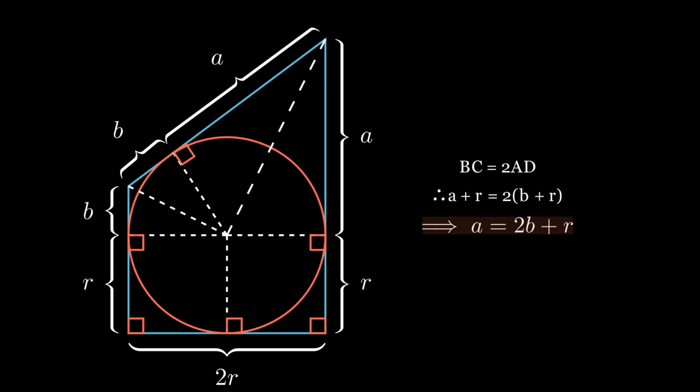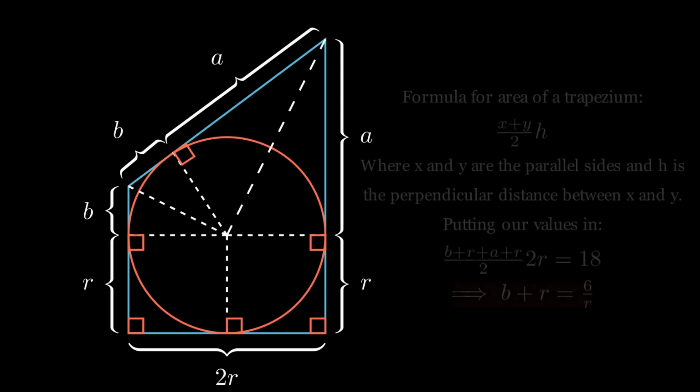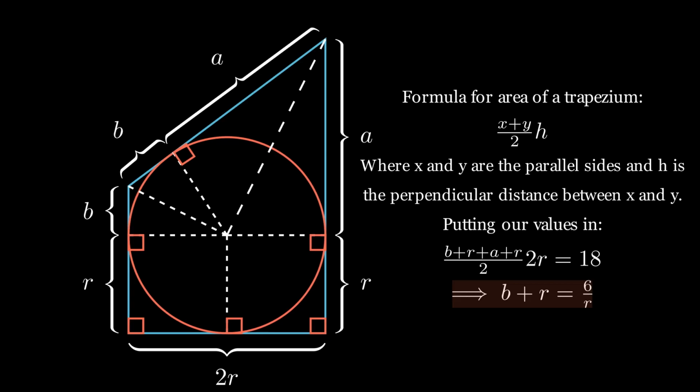We get the second equation from this simple observation. ABCD is a trapezium, as AD is parallel to BC. We know that the formula for the area of a trapezium is x plus y whole over 2 times h, where x and y are the parallel sides and h is the perpendicular distance between the parallel sides. Here x is B plus R, y is A plus R, and h is 2R. Therefore, putting our values in the equation, we get that B plus R plus A plus R whole over 2 times 2R is equal to 18.